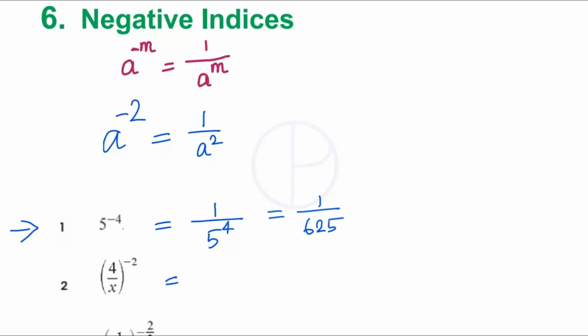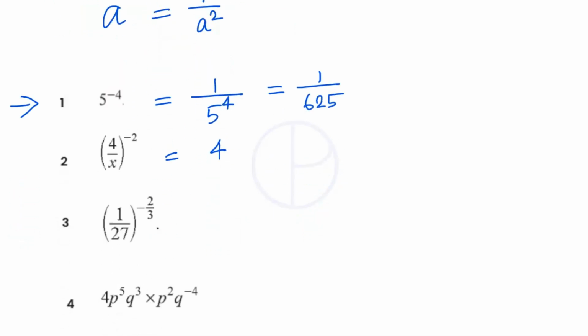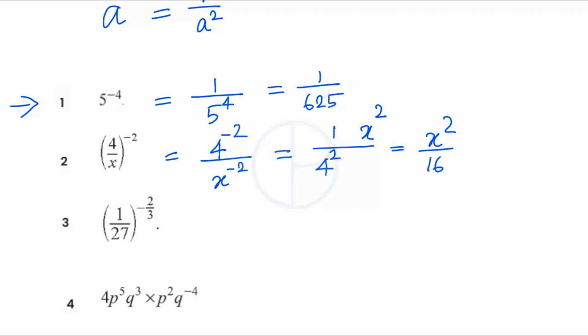And this can be written as 4 power negative 2 divided by x power negative 2, which is equal to 1 over 4 square. Okay. X power negative 2 can be written as x power 2. It will go to the numerator. So x square by 16.